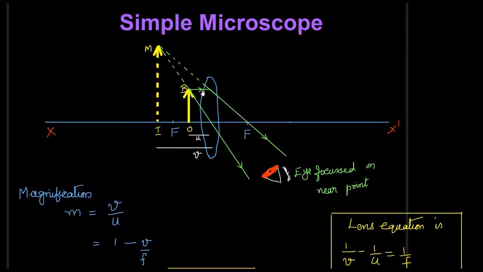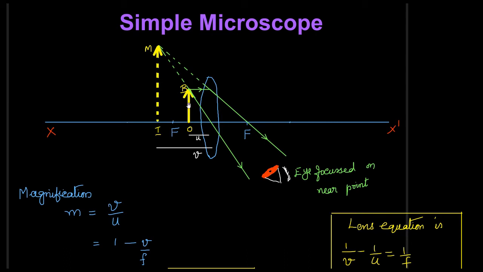A ray parallel to the principal axis, after refraction from the lens, passes through the principal focus. Another ray which is passing through the optic center goes without any refraction. These refracted rays will never meet, whereas if we extend these refracted rays, they may meet at point M, where we get the virtual image IM.